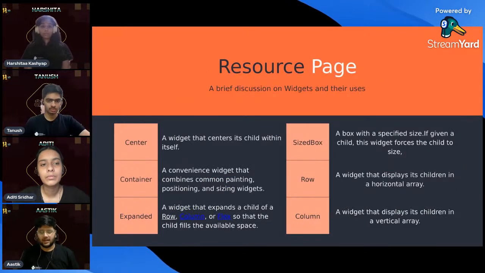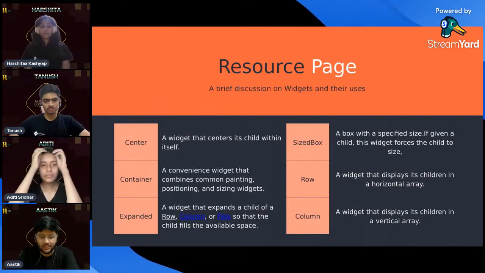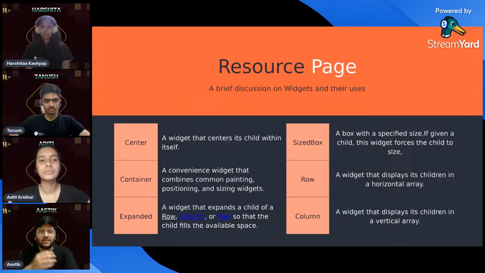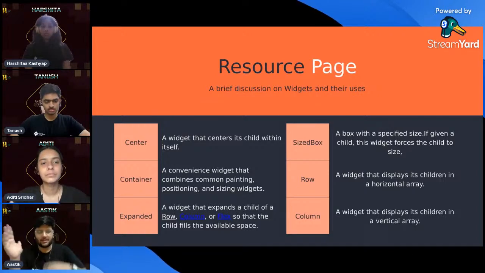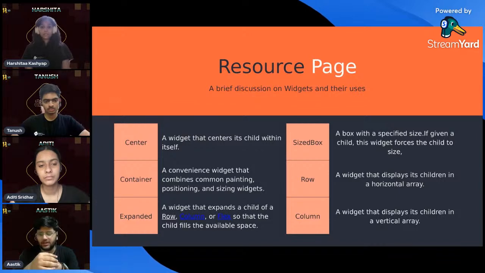So let's talk about some widgets with examples. We have center. Center is a single child widget. What it does is that whatever child you put in it, it centers it. It aligns it centrally. A very simple widget, but you'll be using it very extensively. Again, container, very simple, but you'll be using it extensively.